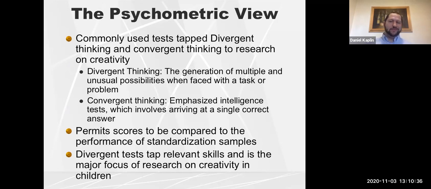Convergent thinking is coming to a single correct answer. That's convergent thinking. And we are taught to say, well, what is the answer to this question? And creative people don't think of things as what is the answer to the question. They think in terms of what is a possible answer. Because in most things, there's more than one answer.